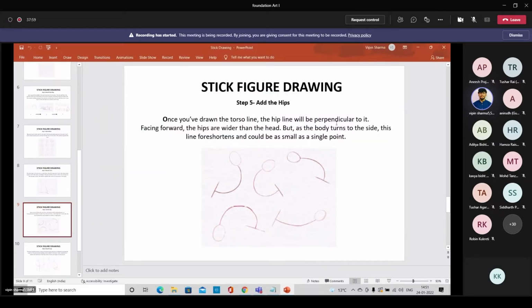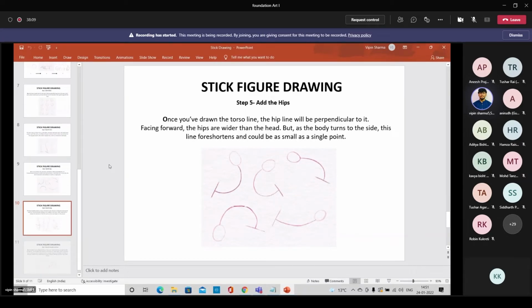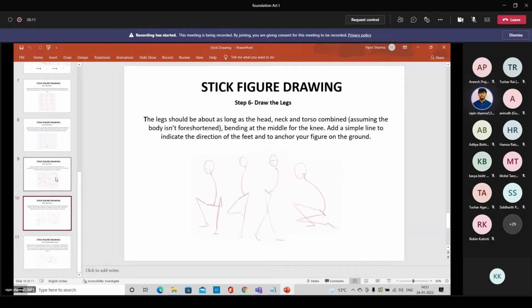Once you have drawn the torso line, the hip line will be perpendicular to it, facing forward. The hips are wider than the head, but as the body turns to the side, this line foreshortens and could be as small as a single point. Right, so the next one, the legs should be about as long as the head. So as much as we saw here, we can also use 4 by 4 if we make an 8 head character. Assuming the body is foreshortened, bending at the middle for the knee.